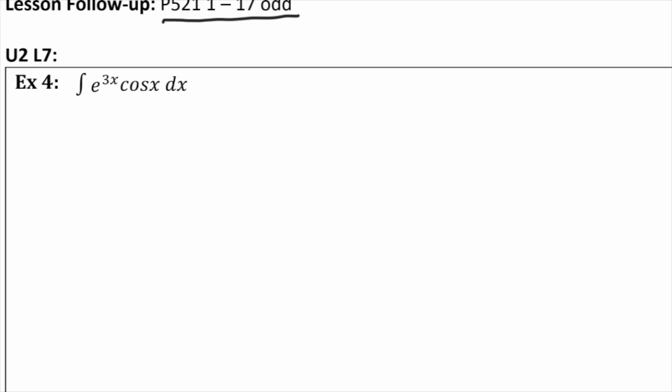I have e to the 3x times the cosine of x here. So you know that we like to pick a u value where the derivative will make a simpler problem, and we like to pick a dv value where the antiderivative is not very hard to do. So as I look at e to the 3x, I can find a derivative, but it won't make it simpler. I can find the antiderivative. That's not a problem. And I look at the cosine of x. I can find a derivative, but that doesn't make it simpler, and I can find the antiderivative of the cosine of x without a problem. So this is a special one.